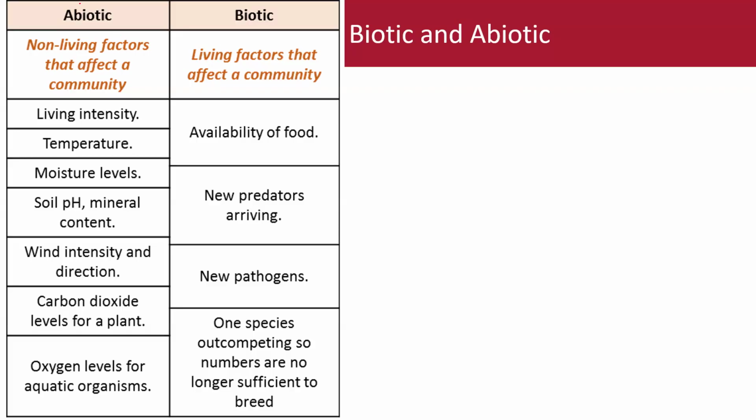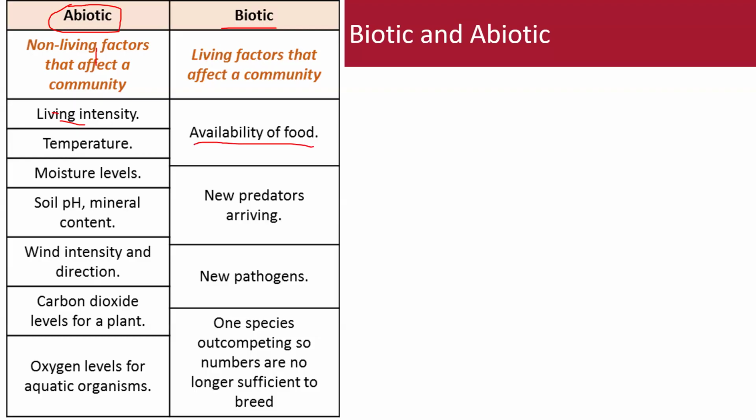Okay. So abiotic is non-living. Biotic is living. If they start talking about abiotic and biotic, the non-living things are like light intensity, temperature, moisture levels, anything that's non-living.